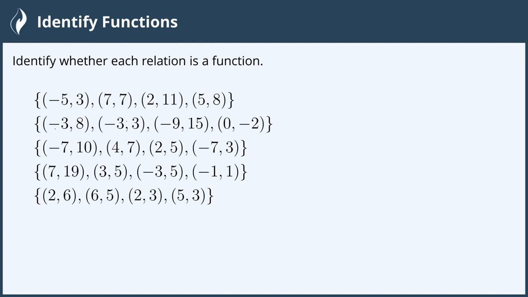Hi everyone! In this video, we will identify functions. Identify whether each relation is a function. We are given 5 relations as a set of ordered pairs, and we need to decide if they are functions. The definition of a function is that every x has exactly one y.